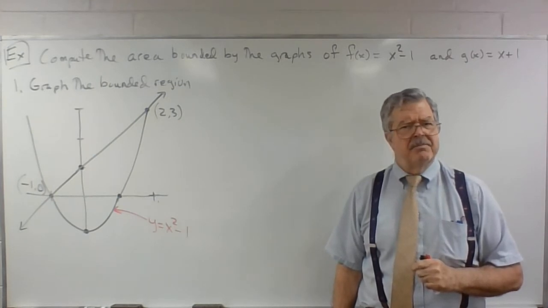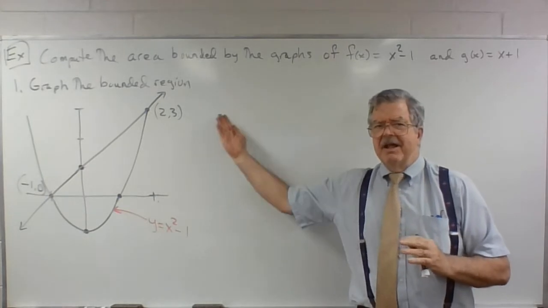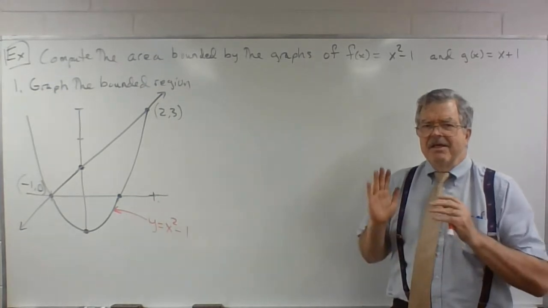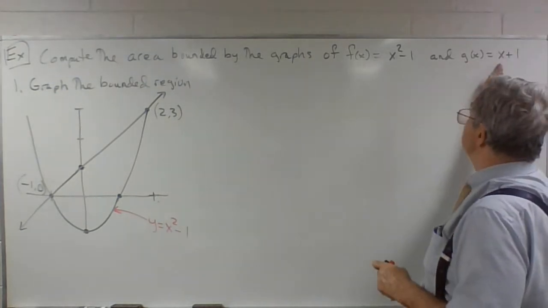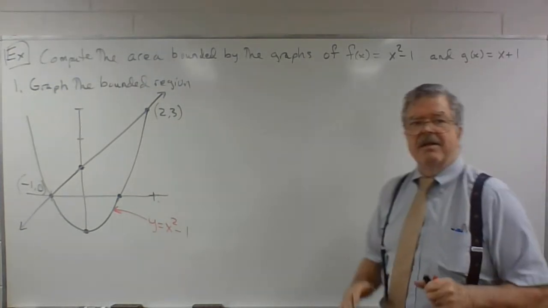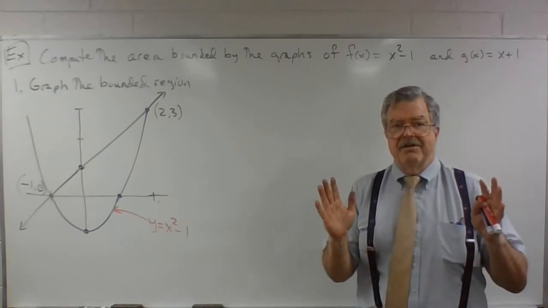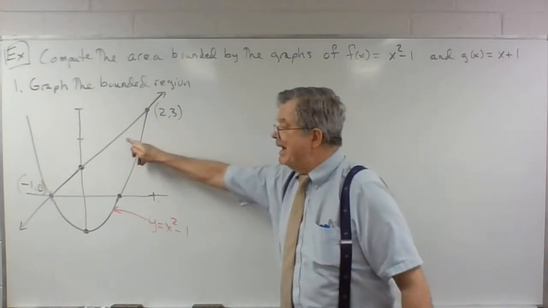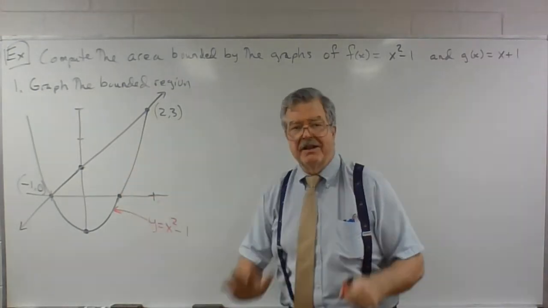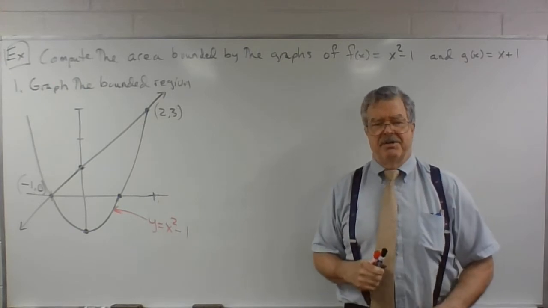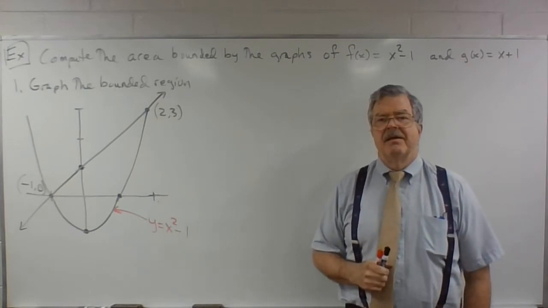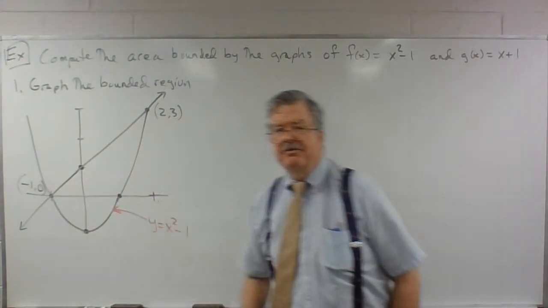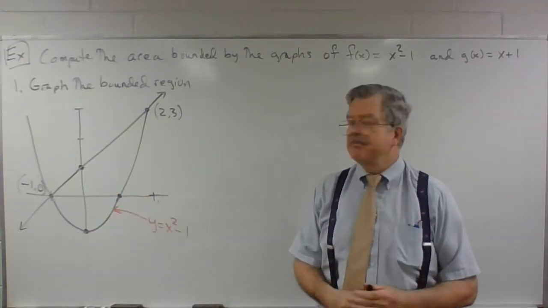So what does that mean? If they didn't tell us the interval over which we were to compute the bounded area, that means that these two graphs, by the way they intersect, bound a region. These two graphs bound a region entirely, and that's the region whose area we want to compute. So if we hadn't known where these two graphs intersected, we'd have to figure that out.